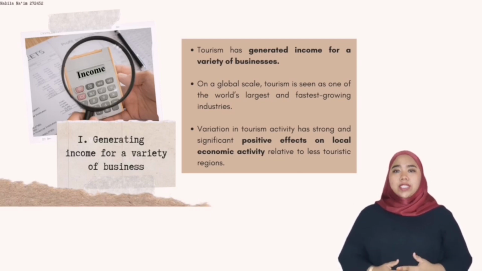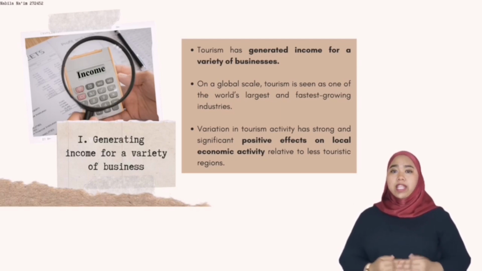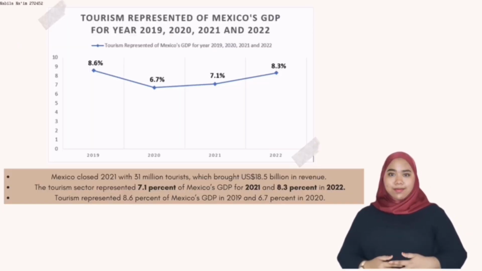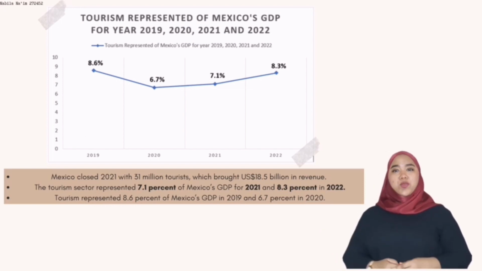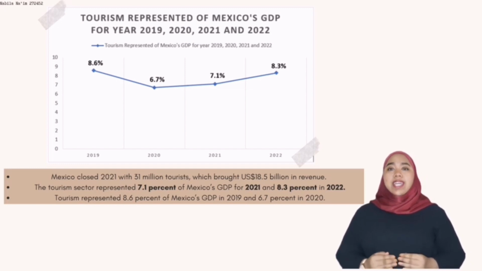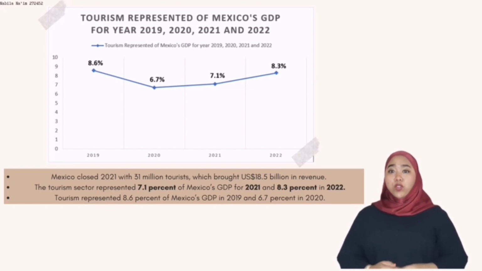At the global scale, tourism is seen as one of the world's largest and fastest growing industries. Tourism activity variation has a strong and significant positive effect on local economic activity when compared to less touristic regions. After doing some research, Mexico closed 2021 with 31 million tourists, which brought 18.5 billion US dollars in revenue. Even though the Mexican tourism sector is still recovering, the average annual hotel occupancy expectation for 2021 was 45.9%, a 19.9 point growth from 2022. The tourism sector represents 7.1% of Mexico's GDP for 2021 and 8.3% for 2022.